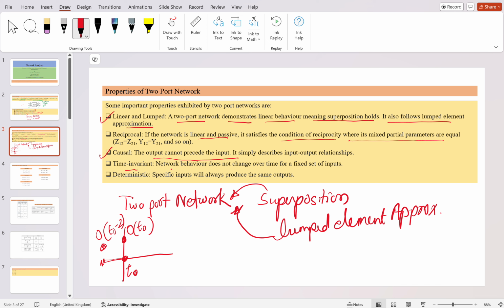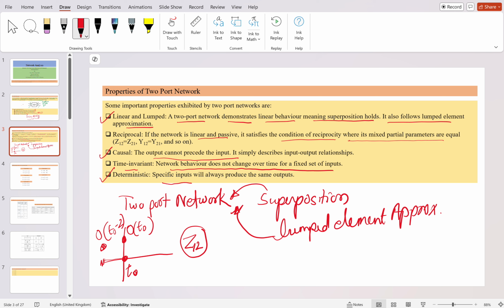Time invariant means that the network behavior does not change over time for a fixed set of inputs. It means that it is not a time-dependent parameter, so it is a fixed parameter, basically. Suppose you have Z12. This is a time-invariant parameter. You will not say that this varies with time, so it is a constant value.